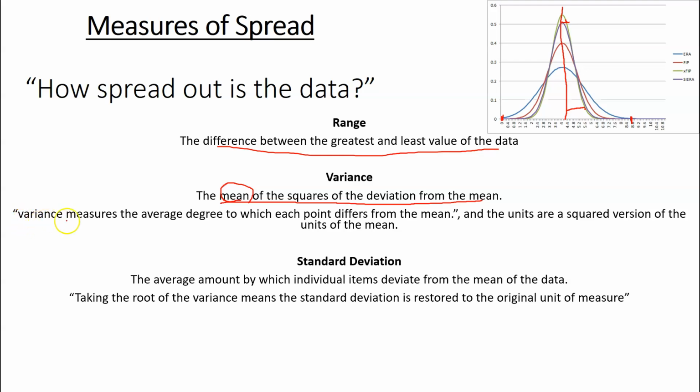I didn't read this on purpose because I wanted to tie these together. When you talk about variance, variance measures the average degree to which each point differs from the mean, and the units are a squared version of the units of the mean. Again, I'm going to show you a little something in a minute that will hopefully make more sense of that. But then the standard deviation is literally the square root of this. Whatever you get here, you take the square root of that, and you have what's called the standard deviation.